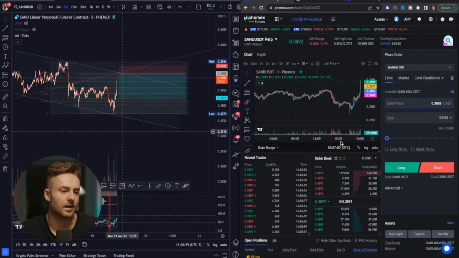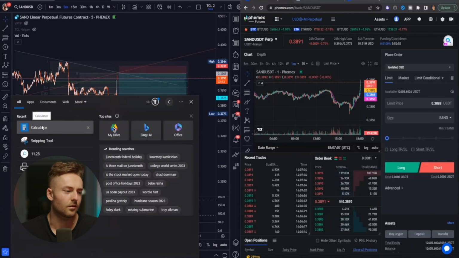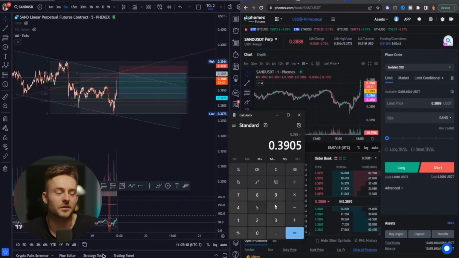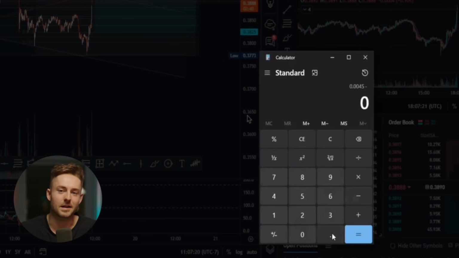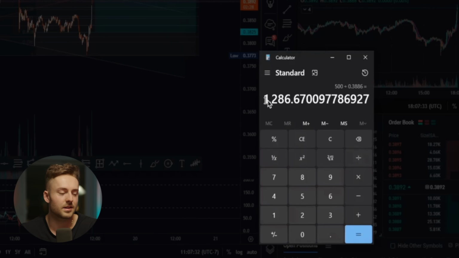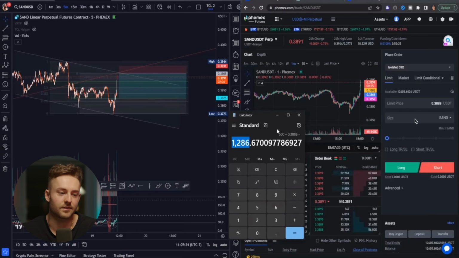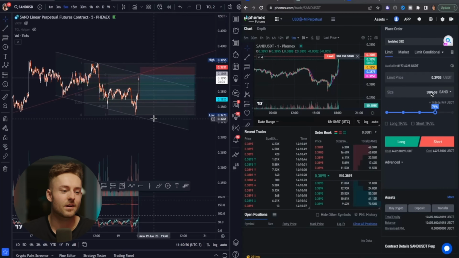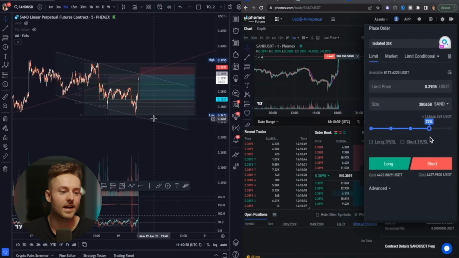Okay, you can see I'm putting in my order price. I don't know what I'm doing over here. Oh, I'm trying to find a calculator. So you can see right now I'm actually manually calculating my position because I was sort of in a rush trying to do this. All right, you can see I'm risking $500 on this trade, which is going to give me the amount of units that I need to enter into the position with. All right, so you can see I have my orders in. I'm using 35x leverage here.